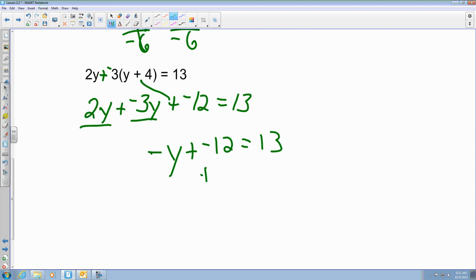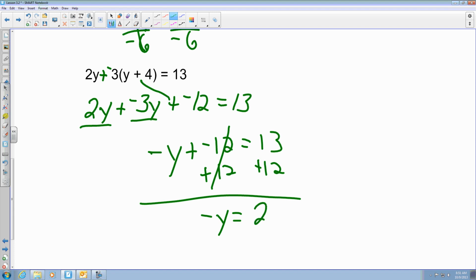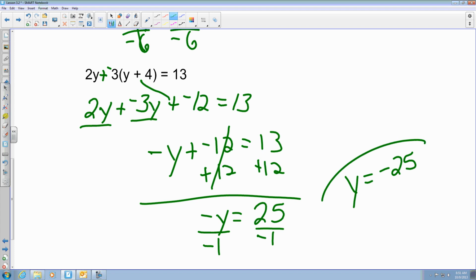So I have to add 12 to both sides to eliminate this constant. So I'm left with a negative y equals 13 plus 12, which gives me 25. But it's a negative y, so you can either multiply or divide by a negative 1, because a negative divided by a negative will give me a positive, so that gives me y equals negative 25.